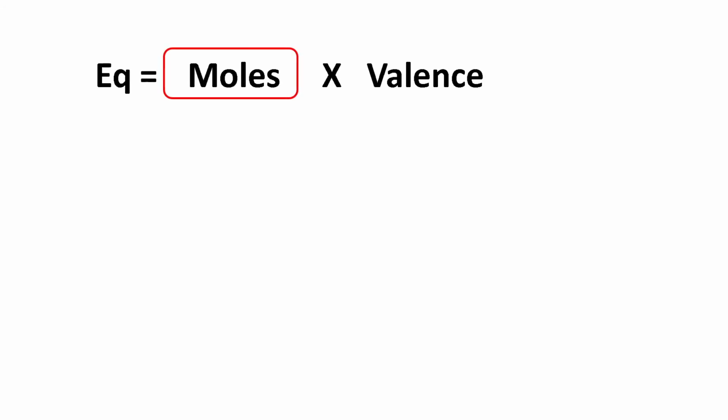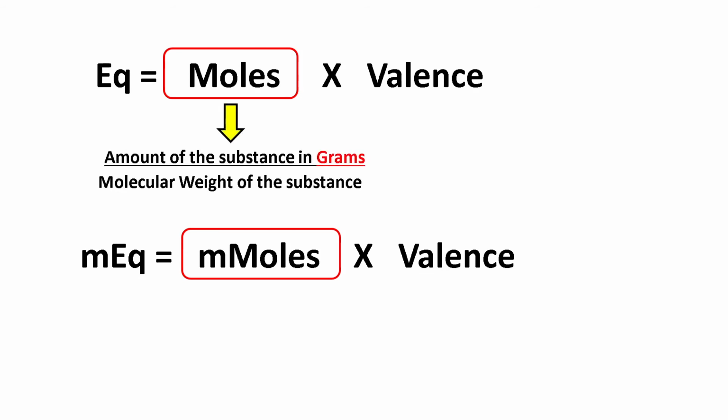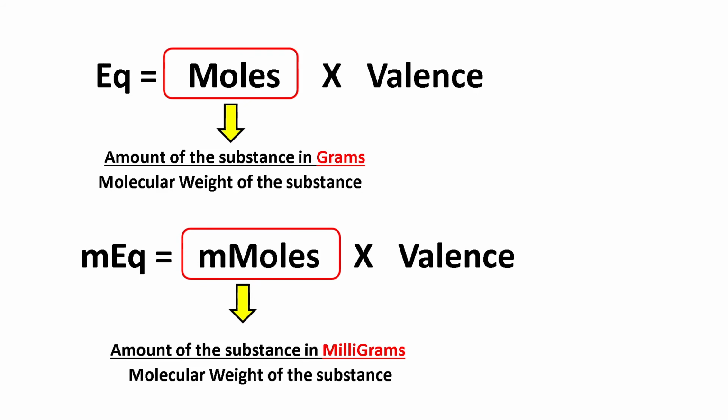When we say equivalence, we consider moles or number of moles in a solution. When we consider milliequivalent, we consider the number of millimoles that are there in the solution. For moles, we consider the weight and the molecular weight in grams. For milliequivalents, we consider the weight and the molecular weights to be in milligrams. Just keep this in mind.